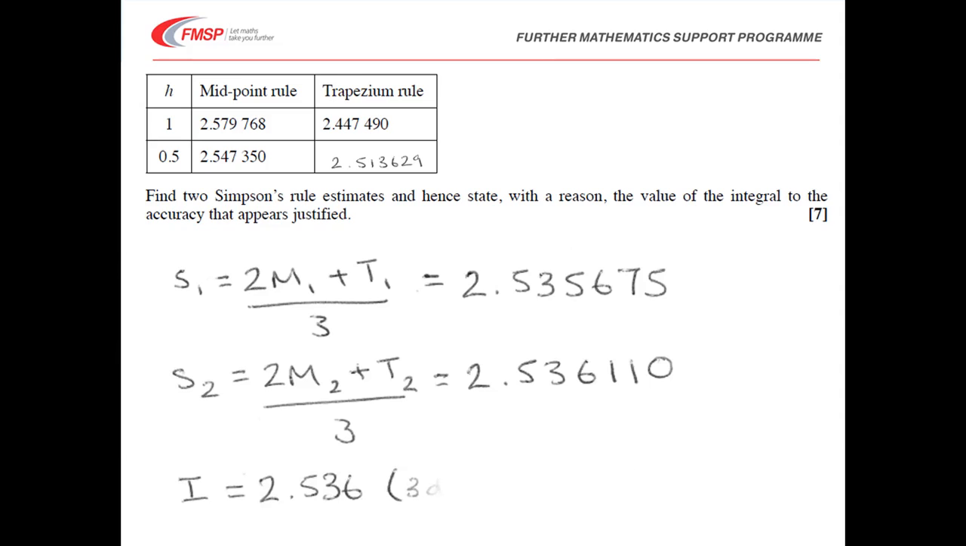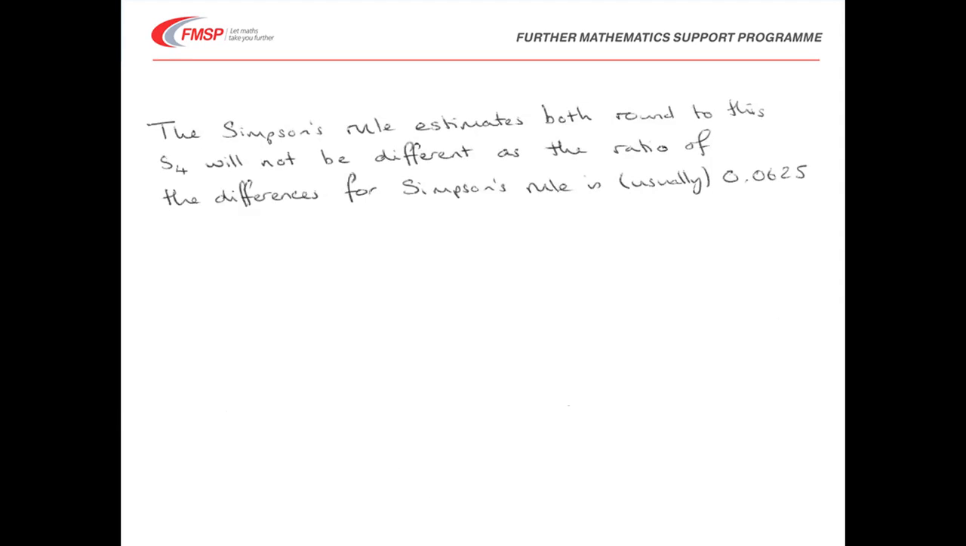So, the value of the integral to which that seems to be justified: if you look at both of those, they actually both round to 2.536 to 3 decimal places. So I've just written that down. I haven't given a reason yet, but just looking at those two values, they both round to 2.536. So I have to put that in words. Basically, the Simpson's rule estimates both round to it.